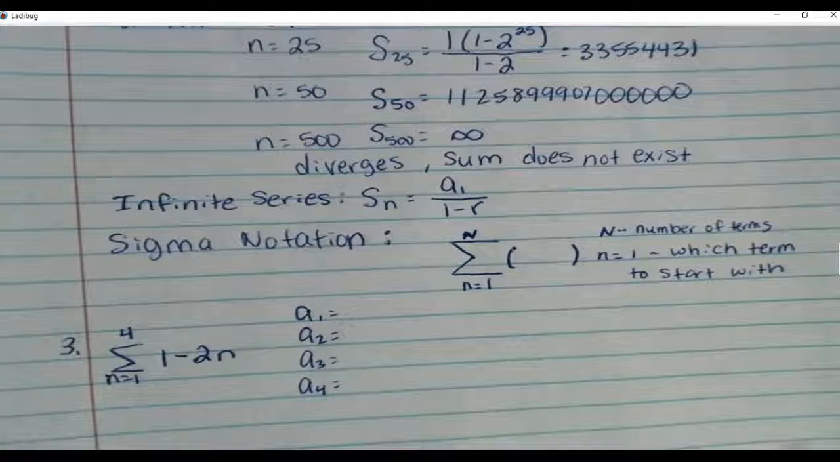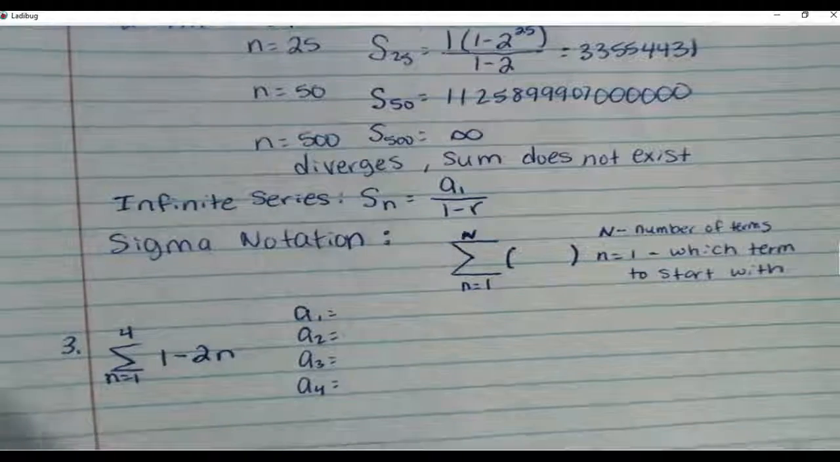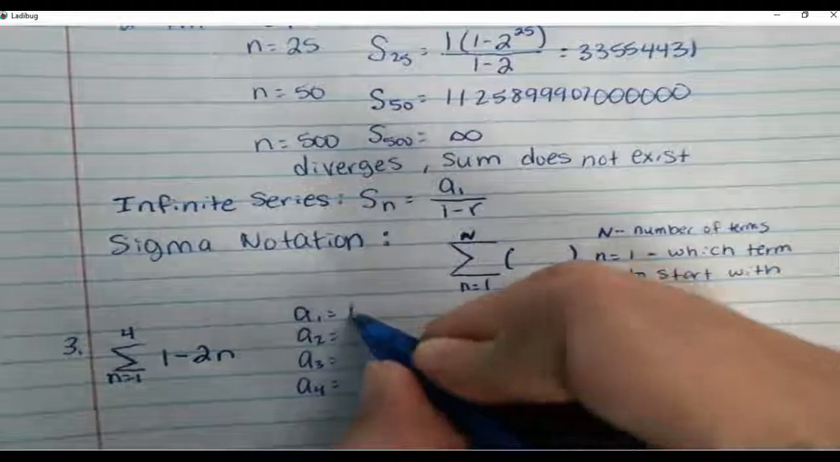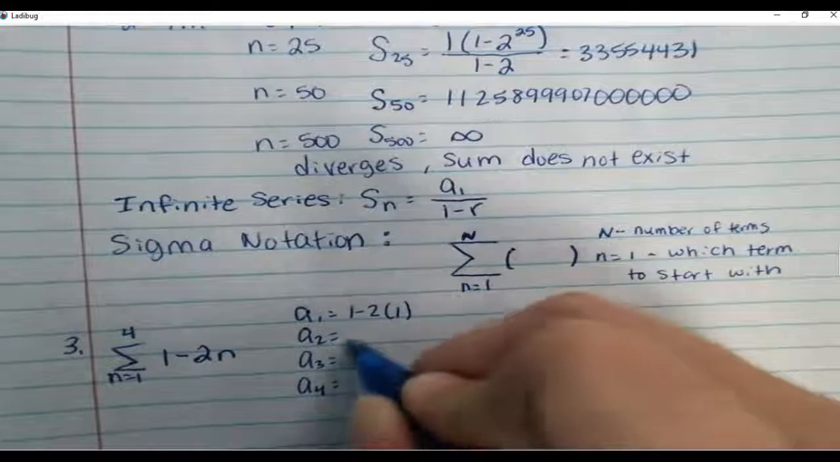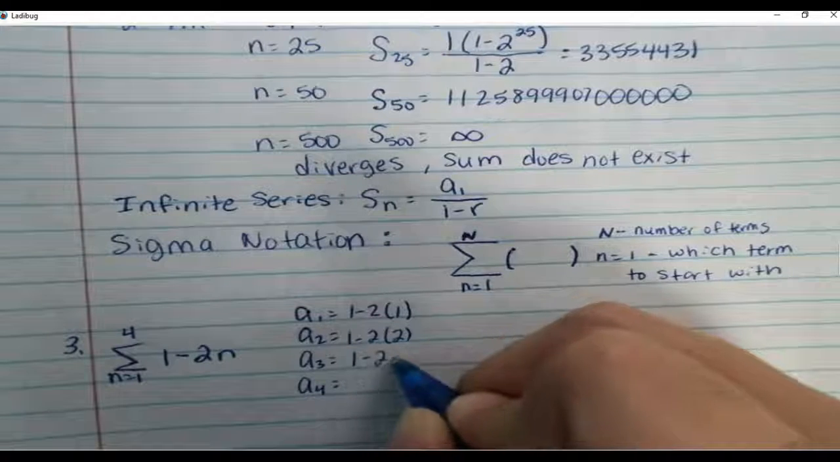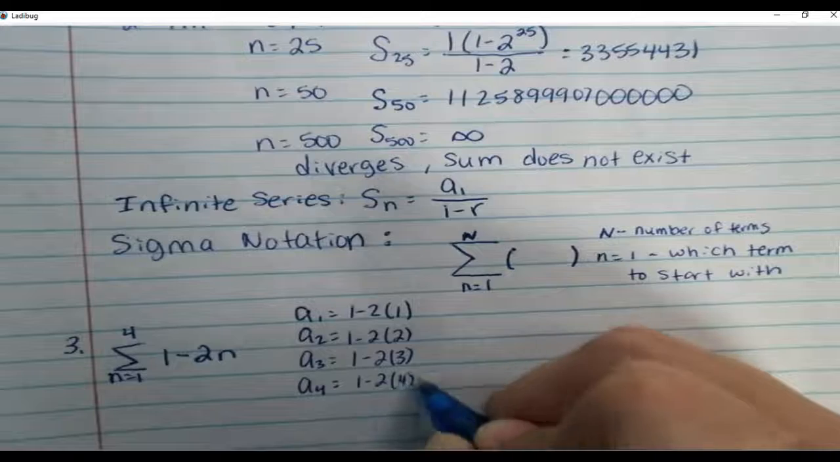How can I do that? If I know this right here is my explicit formula, we just plug in 1, 2, 3, and 4. So 1 minus 2 times 1. 1 minus 2 times 2. 1 minus 2 times 3. And 1 minus 2 times 4.